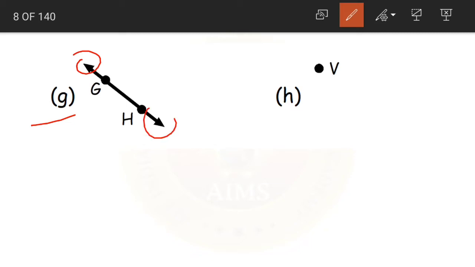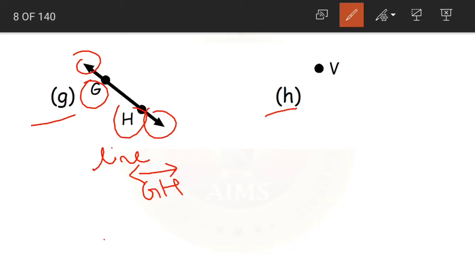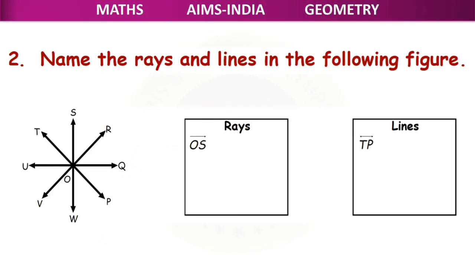G has no end points. It can extend on both the sides. So again, it is a line. Its name is GH. Line GH. Coming to H, it is a point V.